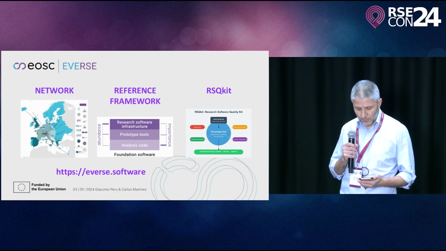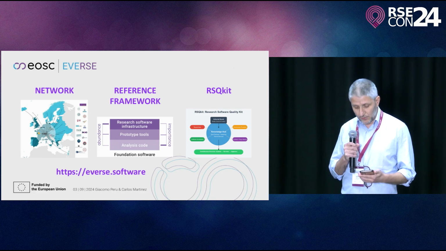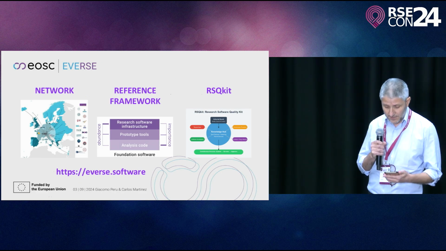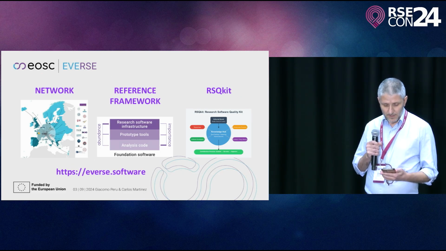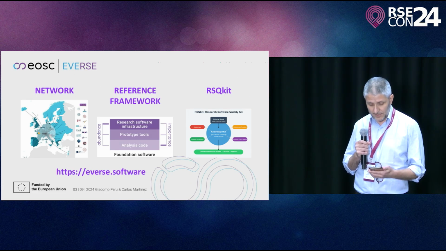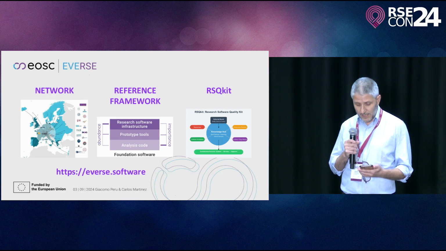We are building a framework for research software excellence designed by and for the research community. The 3-tiered model we've adopted, analysis code, prototype tools, and research software infrastructure, allows us to tailor quality indicators to different software types and life cycle stages. A key output of IVERS is the Research Software Quality Toolkit, the RSQ kit. This is a community-driven knowledge hub that brings together best practices, tools, and services for assessing and improving research software quality.